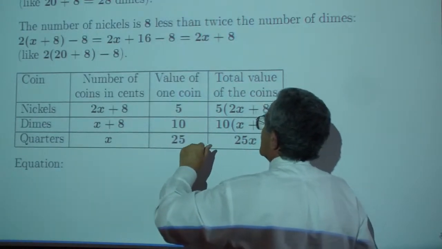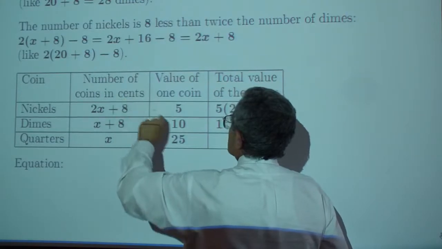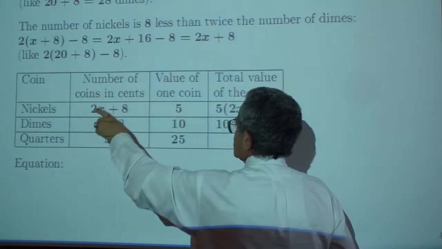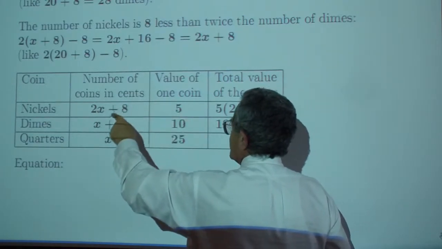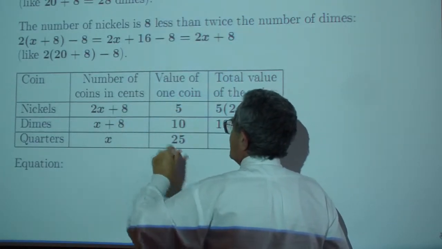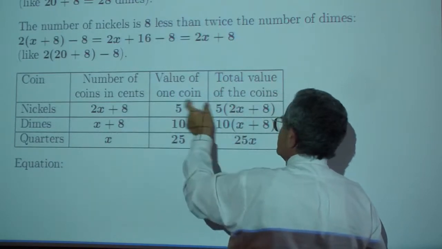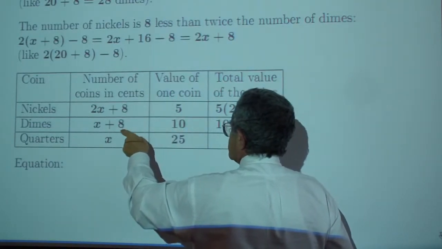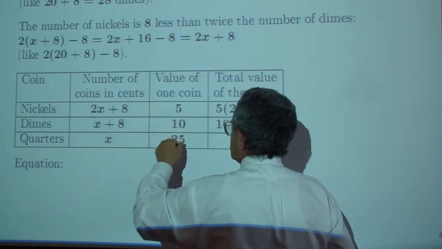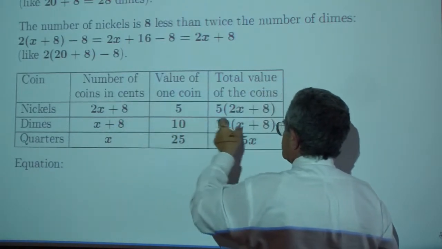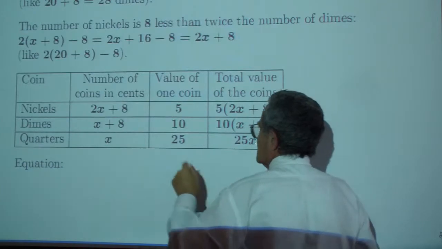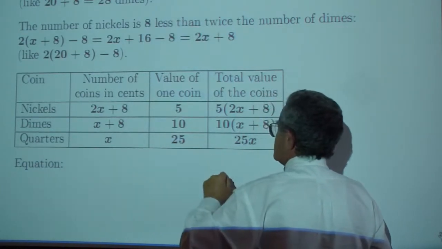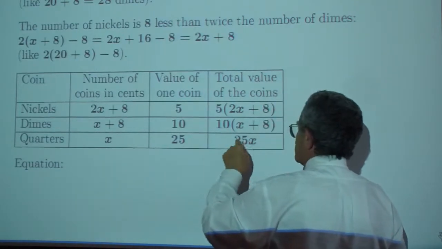If you had 2 nickels, that would be 5 times 2. If you had 3 nickels, 5 times 3. 4 nickels, 5 times 4. This many nickels, 5 times that many. 2 dimes is 2 times 10. 3 dimes is 3 times 10. This many dimes is this many times 10. 2 quarters, 2 times 25. 3 quarters, 3 times 25. X quarters, x times 25.